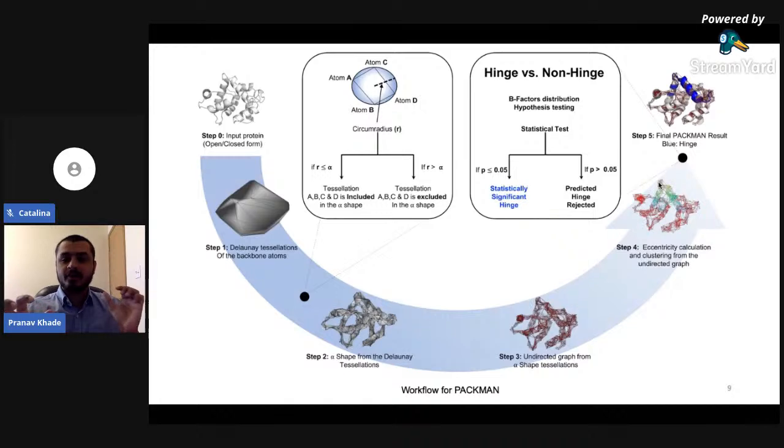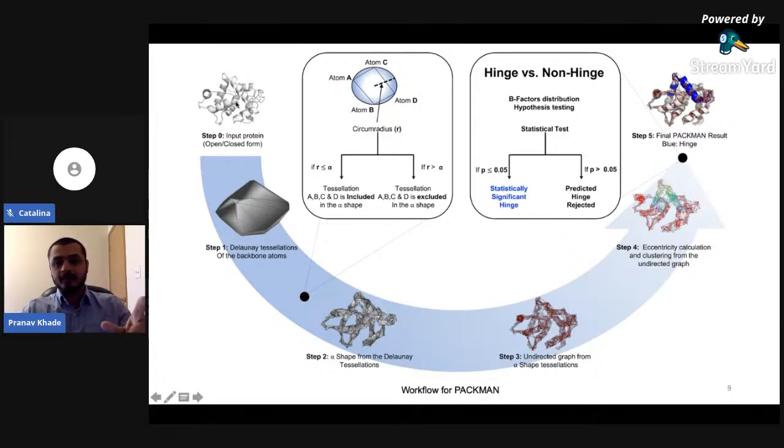Now, this permutation test is like a stochastic test. We do this 10,000 times with random combinations from hinges and non-hinges, and we get a p-value from that test. If that p-value is less than 0.05, we consider it a geometrically obtained and statistically verified, or dynamically verified, hinge. And that's basically it. That's how the algorithm works.